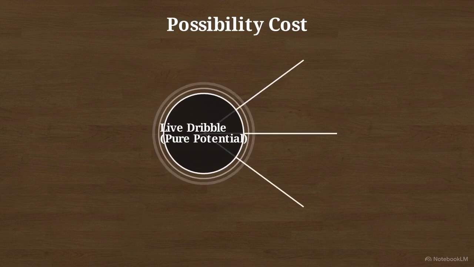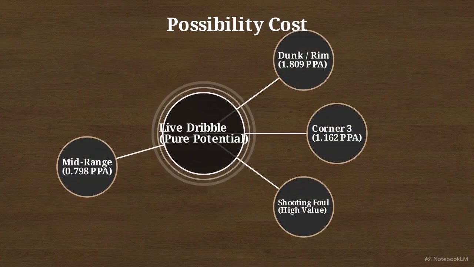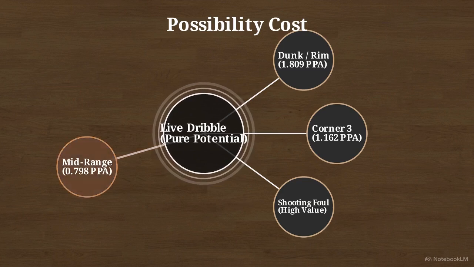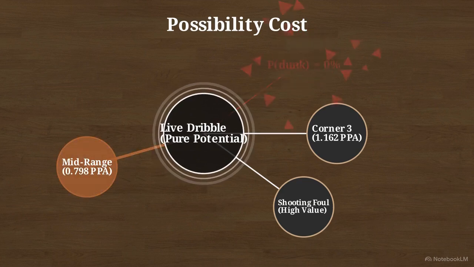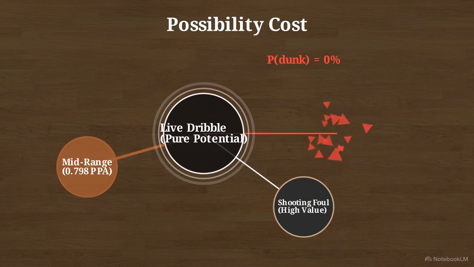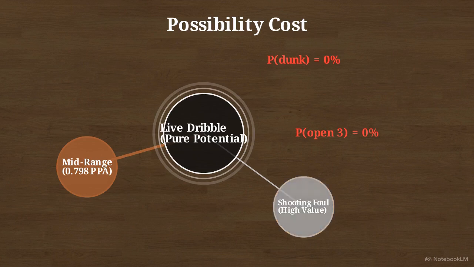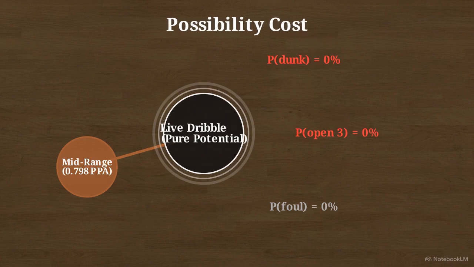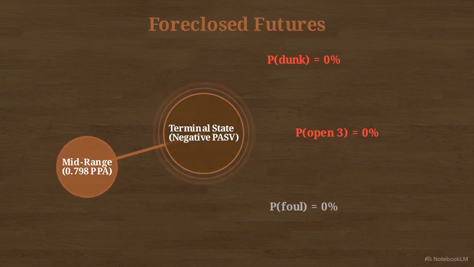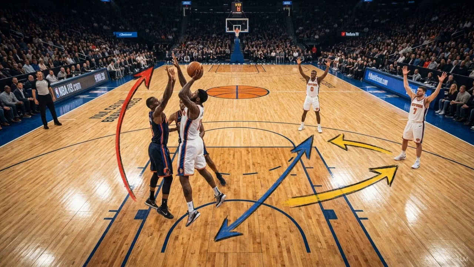A player with a live dribble holds a state of pure potential. The exact millisecond that player decides to shoot a mid-range jumper, they instantly collapse the probability of a dunk down to 0%. They simultaneously collapse the probability of a kick-out for an open corner 3 to 0. Driving to draw a shooting foul also becomes a 0% probability, leaving only the lowest value mid-range node active. Every shot acts as a terminal, destructive decision that permanently forecloses all better timelines.